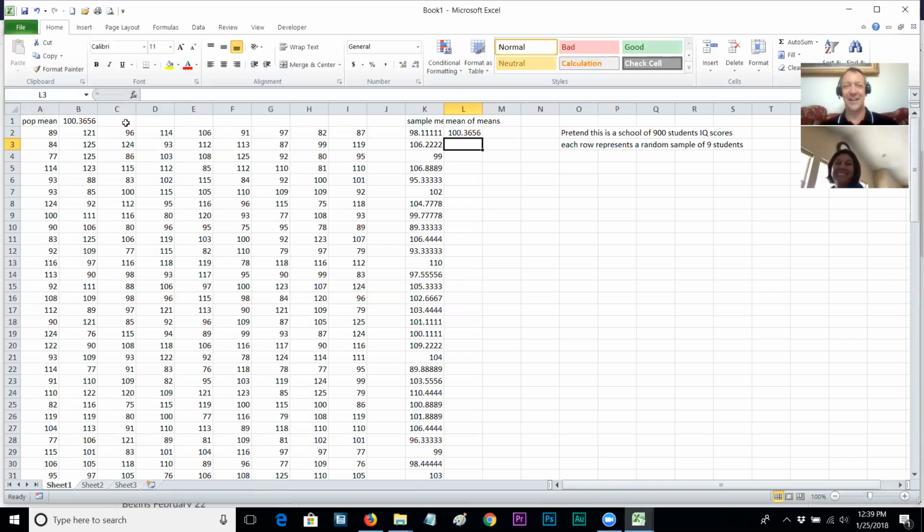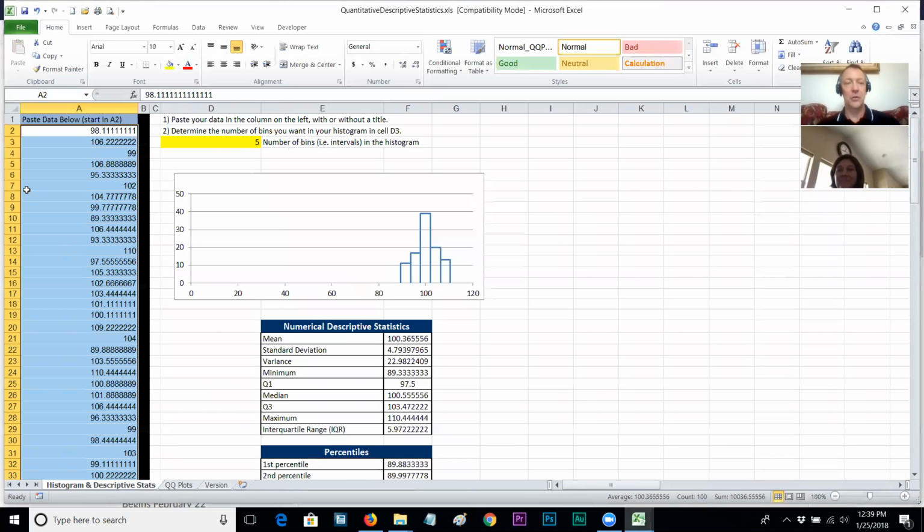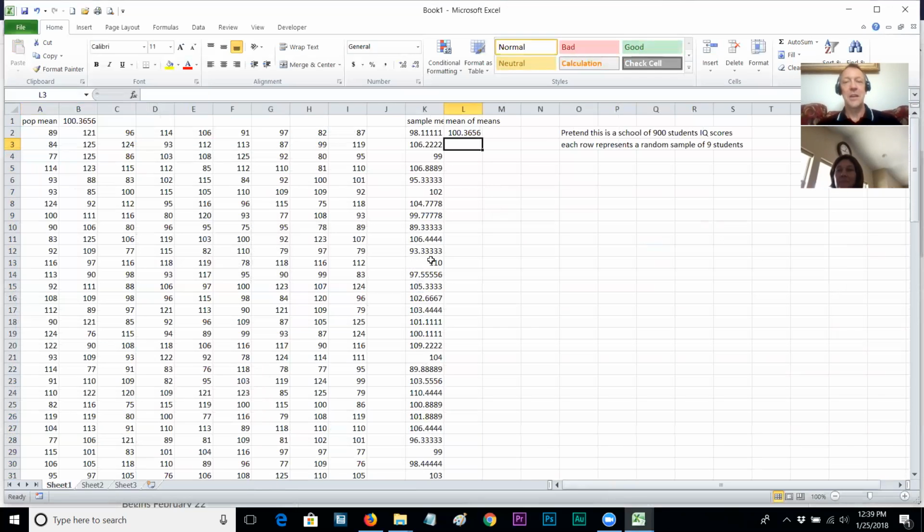What's cool about this is it actually illustrates the central limit theorem. The central limit theorem basically says if you take the distribution of your sample means, it will always form a bell curve, and not only will it form a bell curve, but the mean of the means will be what we call an unbiased estimator of the population mean. You can see that this is exactly the same as that.